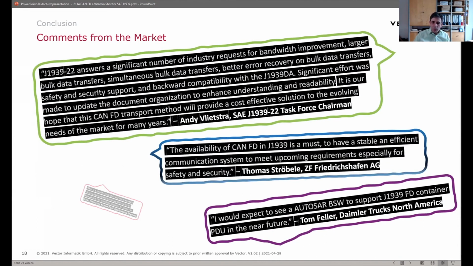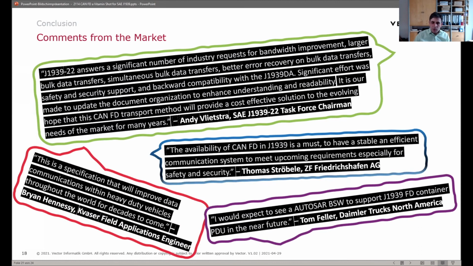Yeah, that's all I wanted to share. Here are a few comments from the market that I collected over time. There's one from Andy Fleetstra, the SAE chairman. He sees the J1939-22 as the answer for all those requests coming from the industry, especially for the bandwidth. And then we have, from ZF Friedrichshafen, that J1939 CAN FD is a must to have a stable and efficient communication system to meet upcoming requirements.